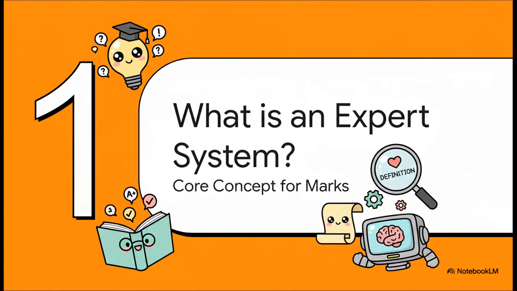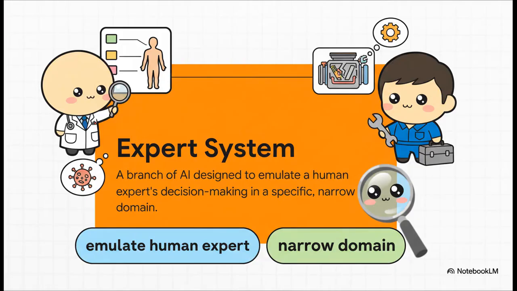First things first, before we get into the nitty-gritty, you've got to show the examiner you get the big picture. Kicking off your answer with a really clear, confident definition is how you start banking those first easy marks. And here it is. The 2 absolute keywords you have to remember are emulate a human expert and narrow domain. You've got to get those in there. We're not talking about some kind of general, all-knowing AI. Nope. This is about copying a specialist, like a mechanic who only works on one type of engine.